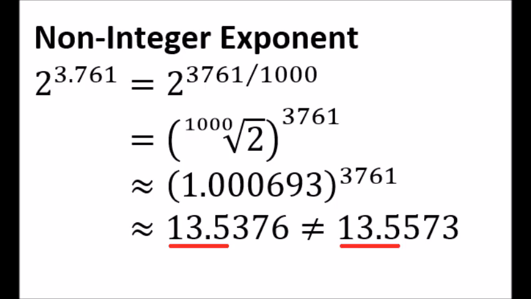In a different lesson, we tried the method of taking a very small root. In this case, we took the 1,000th root of 2 and then raised it to 3.761. This method is not very efficient, and it is prone to round-off error. That can be seen in the last line.